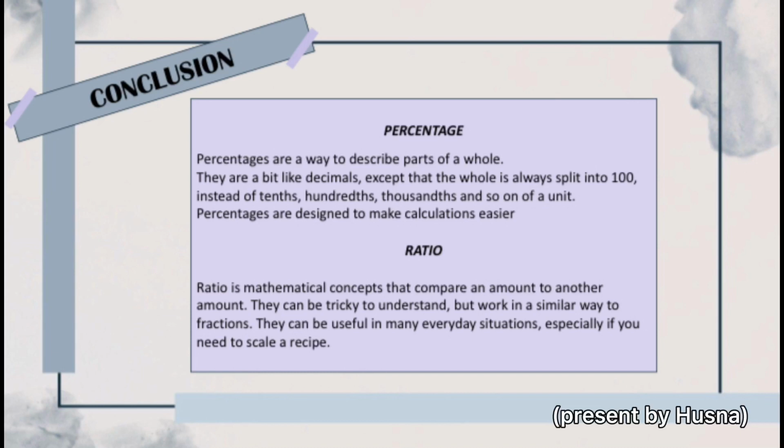Next is the conclusion for percentage. Percentages are a way to describe parts of a whole. They are a bit like decimals, except that the whole is always split into 100 instead of tens, hundreds, thousands and so on of a unit. Percentages are designed to make calculation easier. The conclusion for ratio is that ratios are mathematical concepts that compare an amount to another amount. They can be tricky to understand, but work in a similar way to fractions. They can be useful in many everyday situations, especially if you need to scale a recipe.